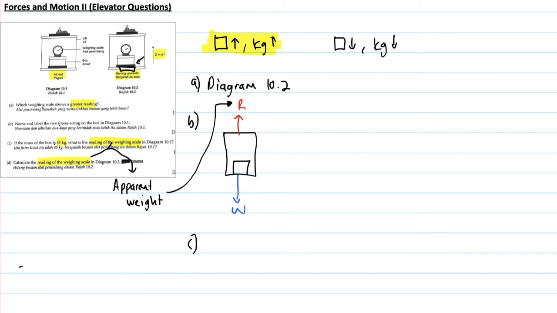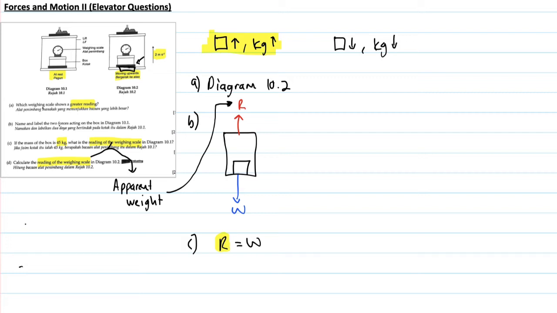Question C says, if the mass is 45 kg, what is the reading of the weighing scale in 10.1? 10.1 is stationary, which means that R equals W. The upwards force equals the downward force. And remember again, when they ask you the reading of the weighing scale, this means that they want us to find the R value.